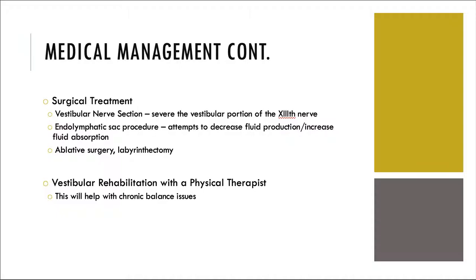There are also surgical options for Meniere's disease if none of those more conservative methods work. One of the surgical approaches can be a vestibular nerve section, which severs the vestibular portion of the 8th cranial nerve. The downside of this surgery is that you risk losing some, if not all, of your hearing. People can also undergo an endolymphatic sac procedure, which attempts to decrease fluid production, or it can increase fluid absorption. And then people can also have ablative surgery, such as a labyrinthectomy.